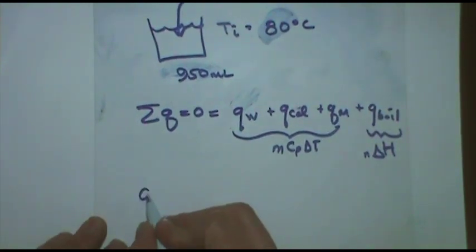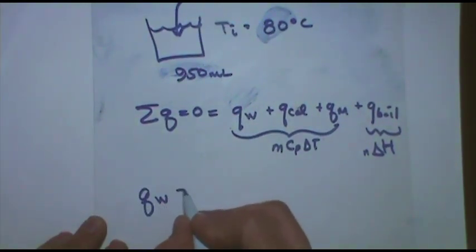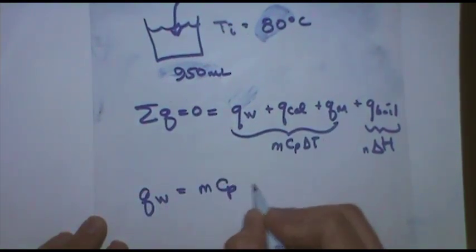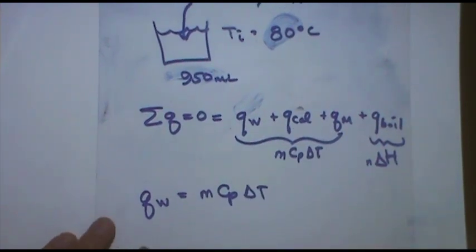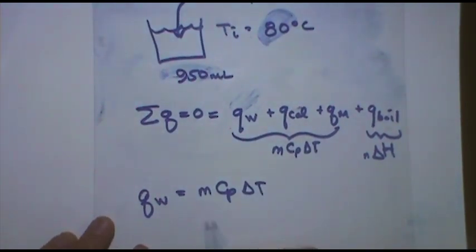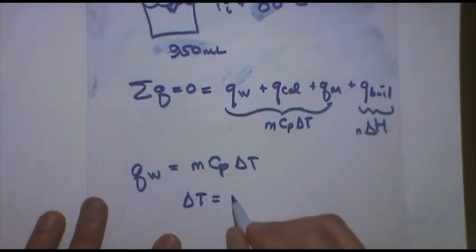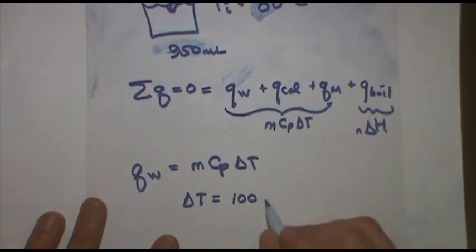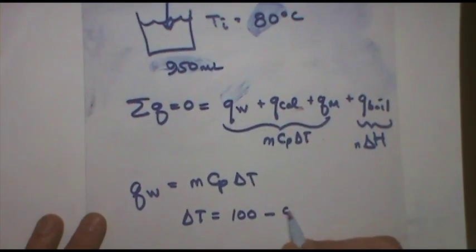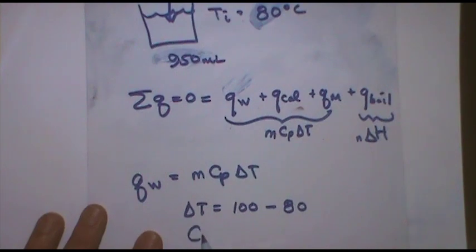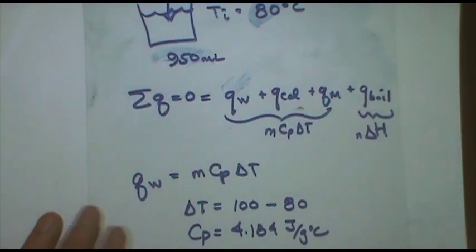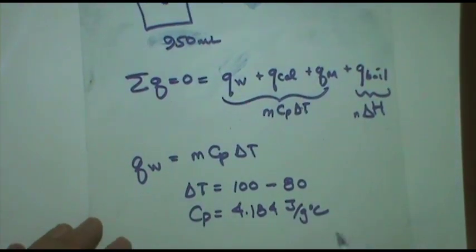Q water, let's start there. m Cp delta T. Let's talk about delta T first. What's T final? 100. Yeah, it goes to boiling. What's initial? 80. That's what I told you. Cp is a constant, 4.184 joules per gram degree C. It should be on the back of your exam as a constant that's given.